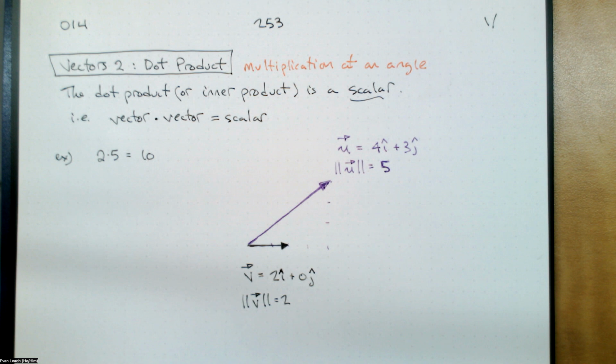In our first example, when we just had scalars, 2 times 5 was 10 because all the 5 was going in the same direction as the 2. They're both going the same way, so we just multiply. But in our vector case, not all of the u vector is going in the same direction as the v vector. Only parts of the u vector are in the same direction as the v vector. How much of the u vector is in the v direction?